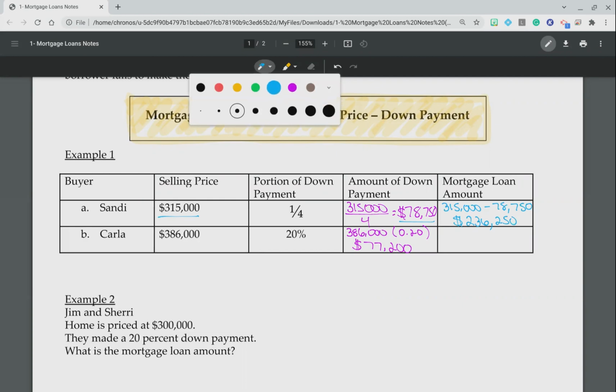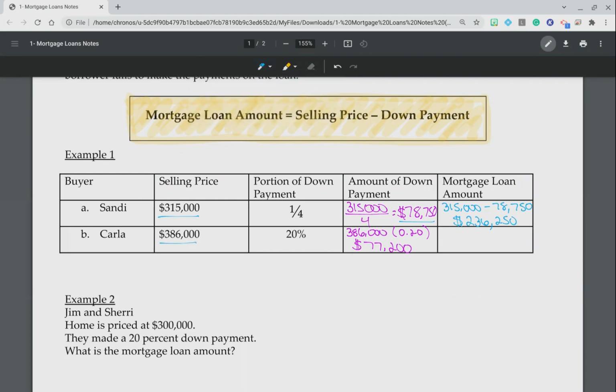Again, to find my mortgage loan, I take the selling price and subtract how much I already paid towards the selling price, which was $77,200. So for this one, I am taking a loan out for $308,800. Those are two examples of how to find my mortgage loan amount.